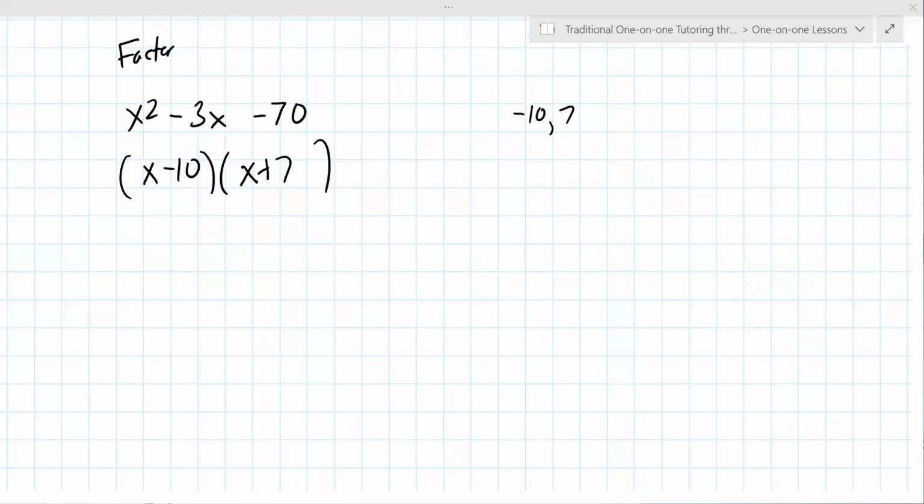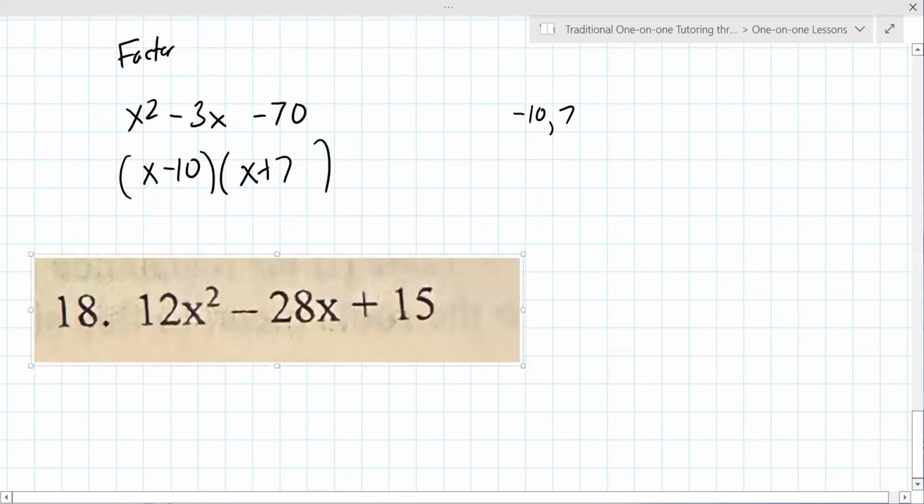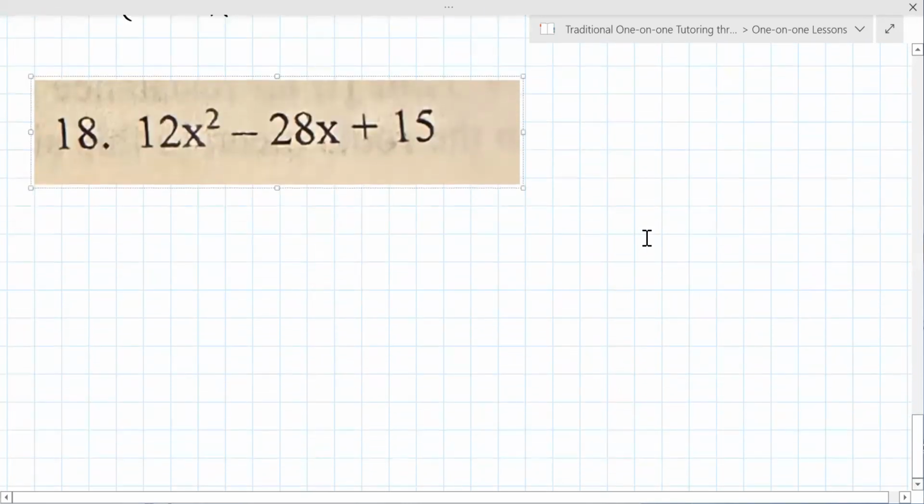All right, so the next problem I want us to look at is one like 18. And we will do 15. Try and get as much coverage as we can here. So does this have a GCF? No, it does not. And it's not a perfect square trinomial. The reason you know that is the square root of 12 is not nice, and same thing with the square root of 15.